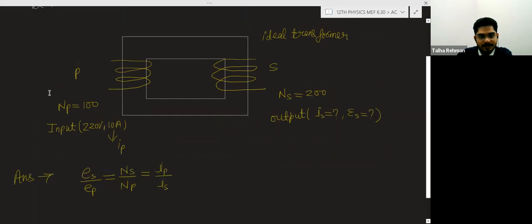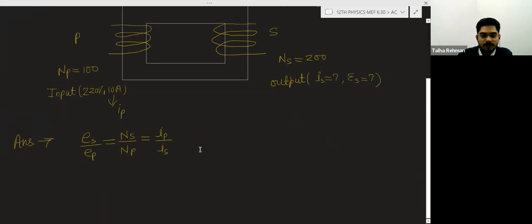Okay, so this information is given. The number of turns in the primary, this is the primary winding of the transformer, this is the secondary winding of the transformer. And this is the ideal transformer given in the question. Input is given. Input means 220 volt is the voltage at the primary winding, and 10 ampere current will be there at the primary winding. We have to find the secondary current and the secondary voltage, meaning the voltage across the secondary winding and the current across the secondary winding. Okay.